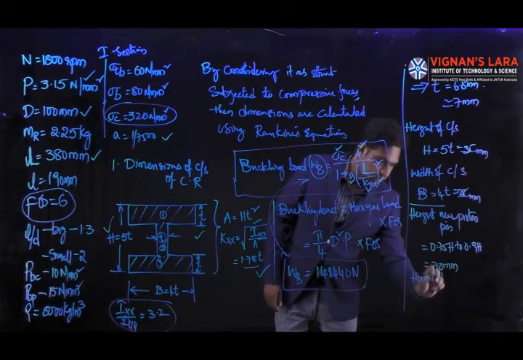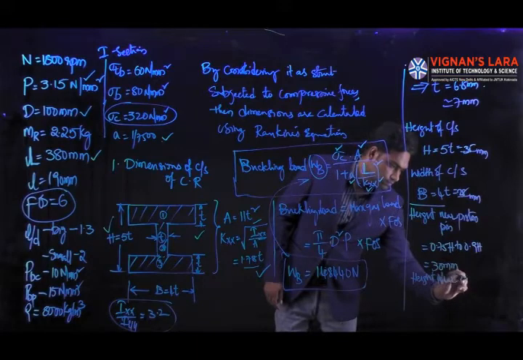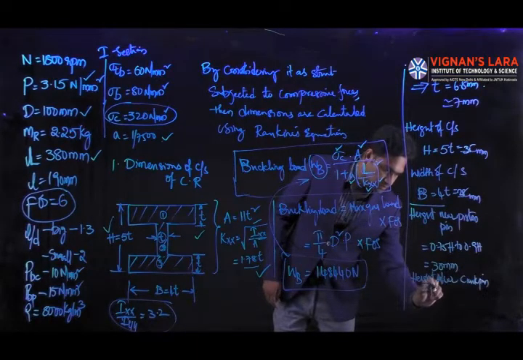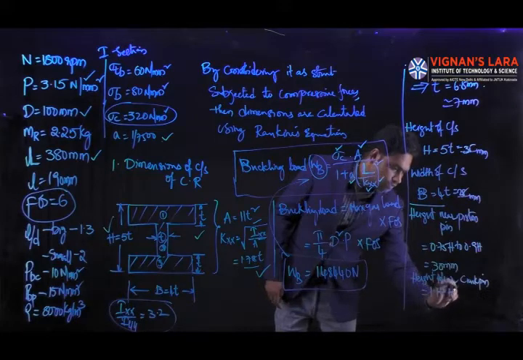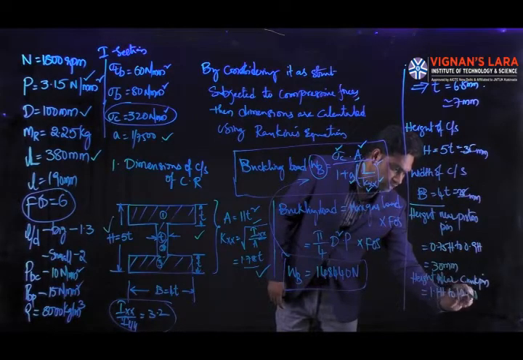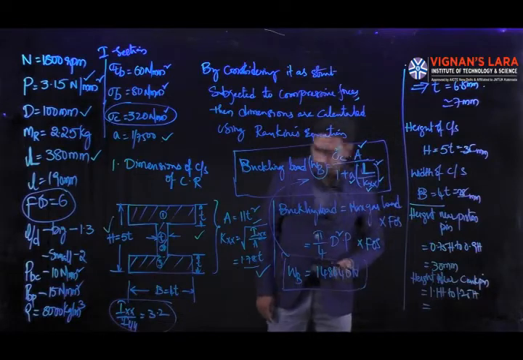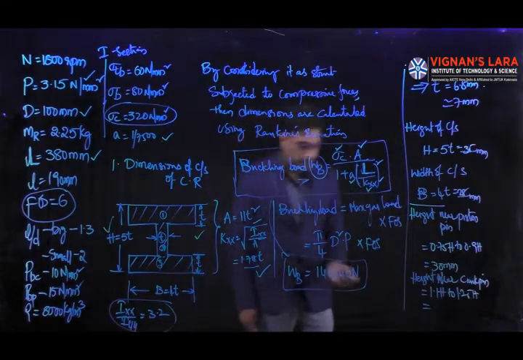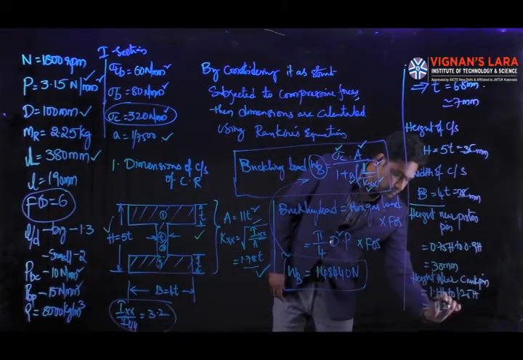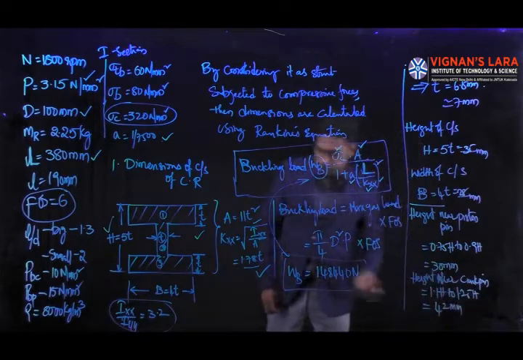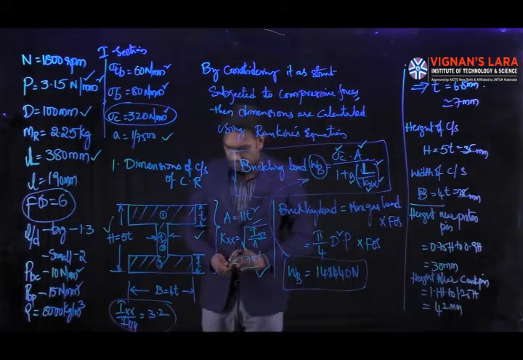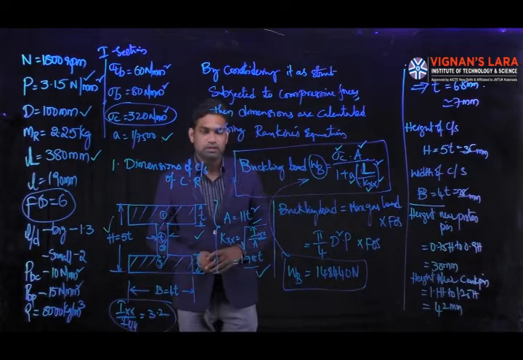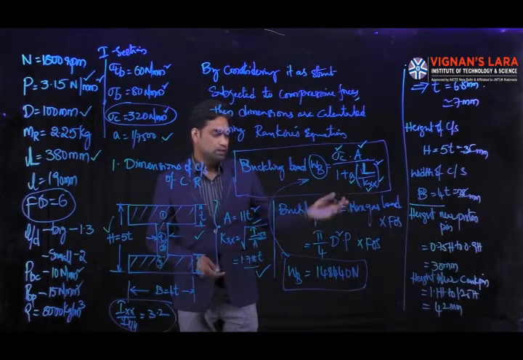Next, the height of connecting rod near the crank pin is given by 1.1 h to 1.25 h. Here I can take 1.2 h, so that the height near the crank pin is 42 mm. So I am taking 1.2 h, and the height near the piston pin is 0.85 h, so 30 mm and 42 mm.